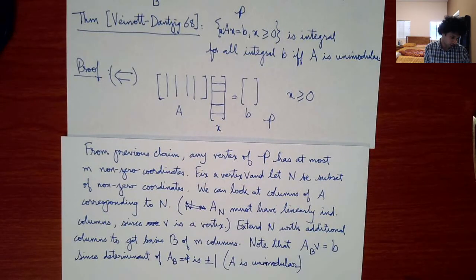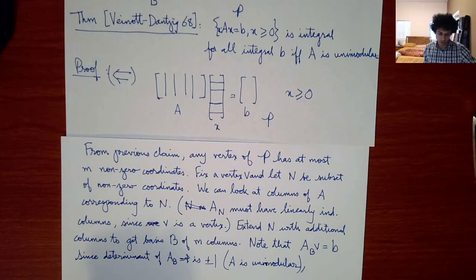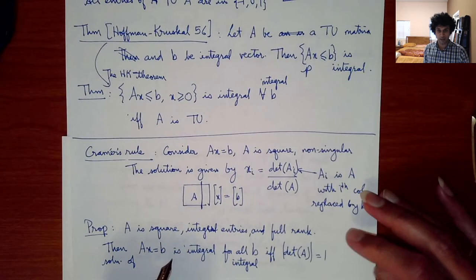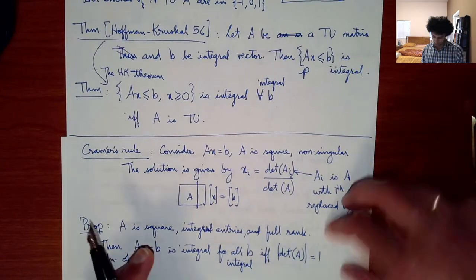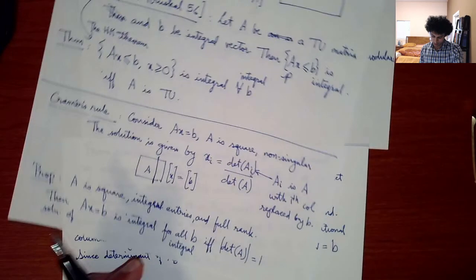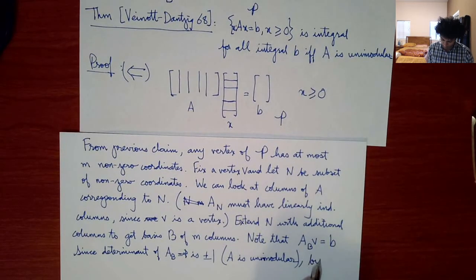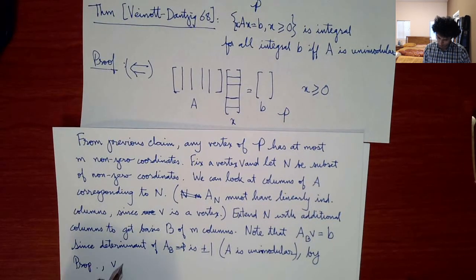Because we assume that A is unimodular. By our previous statement, remember we said that if A is square, has integral entries and is full rank, then Ax equal to B is integral for all B if and only if the determinant is plus minus 1. And so the determinant of A_B is plus minus 1. It's a square matrix of full rank. Since the determinant is plus minus 1, by the proposition that we have, V is integral.